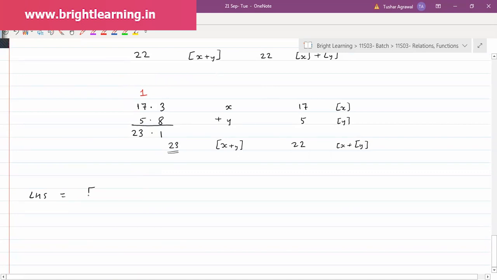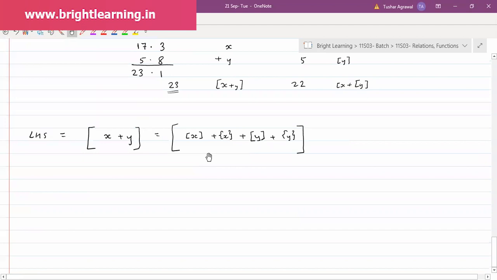LHS is equal to the step function of x plus y, which is equal to... what is my x? Can I write my x to be equal to step x plus the fractional part of x? What is my y? y may be anything, but it is always equal to the step function of y plus the fractional part of y. Yes or no? The definition of step and fractional part.